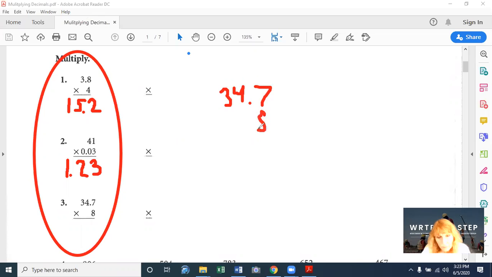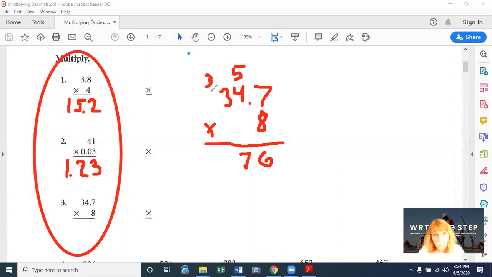Okay, and then we're going to multiply. We have 7 times 8 is 56. We put down the 6 and we carry the 5. And we have 4 times 8 is 32 plus 5, that's 37. Put down the 7, carry the 3. 3 times 8 is 24 plus 3 more, 27.